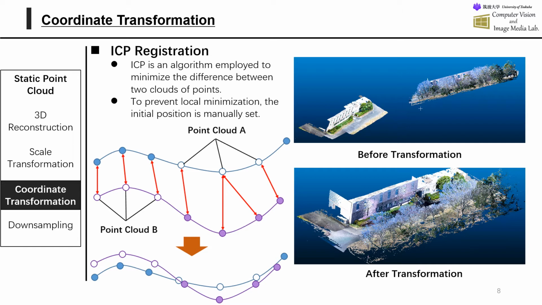ICP is an optimization method which calculates the distance of the closest points, then minimizes the difference between two clouds of points by iterating the distance point to point. This figure shows the original position of the static point cloud and the ground truth. Regard ground truth as the reference point cloud. The static point cloud coordinate can be transferred to the ground truth, which is the world coordinate system.